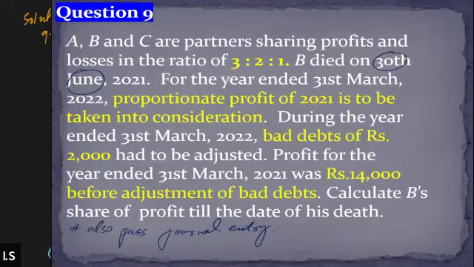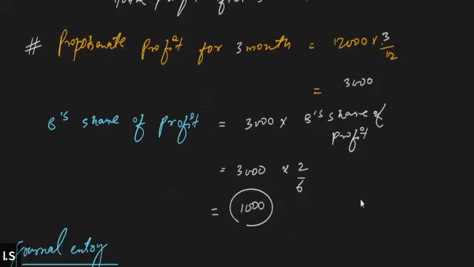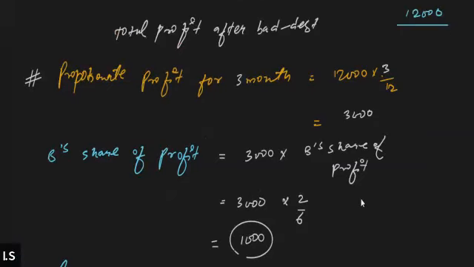That is 12,000, and then we will calculate the proportionate profit of the firm for the 3-month period only, since B served for 3 months in the firm. So we will multiply it by 3 by 12. We will get 3,000, and then 3,000 multiplied by B's share of profit, we will be able to get B's share of profit. And then finally we will pass the general entry. Could you please tell me the general entry for B's share of profit?